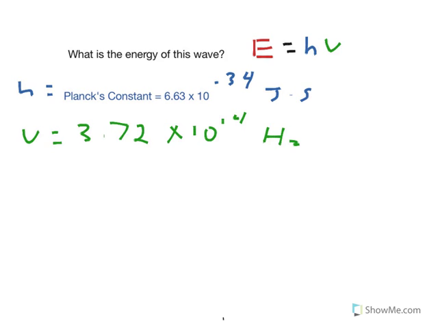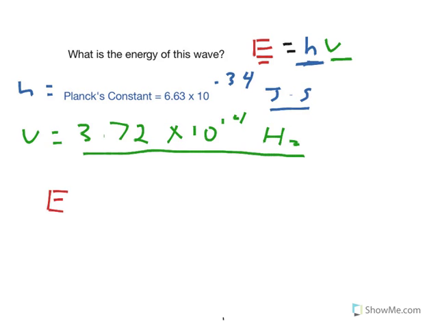And the formula for the energy of a wave is energy is equal to Planck's constant. Planck's constant is a known value that is equal to 6.63 times 10 to the negative 34 joules seconds. Frequency we can get from the previous answer, and that was 3.72 times 10 to the 14th hertz. And now all we need to do is simply plug in our numbers into our equation.